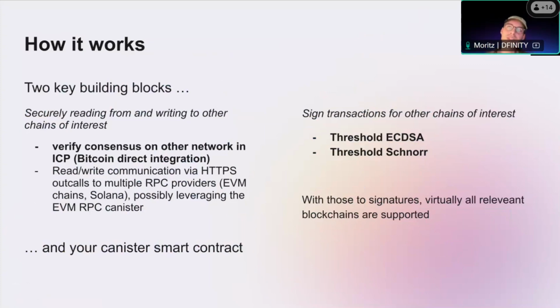And then for signing transactions for the other chains, we are using threshold ECDSA or threshold Schnorr signatures. As I mentioned, if you have either ECDSA or Schnorr signatures, you can basically support all of the relevant layer 1 blockchains out there. And then, of course, you also need your canister that leverages those two key building blocks to build a dApp that makes use of this technology in a way that makes sense.